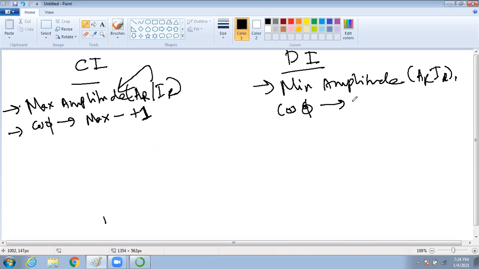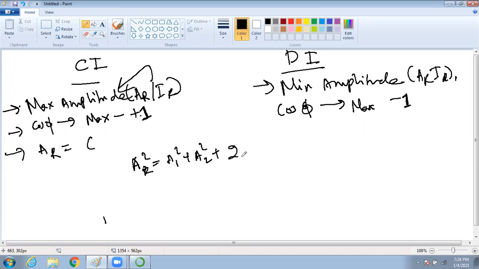So here what is the maximum? It is -1. Remember cos phi. Here what is the AR? We can write AR as what? Now what is the formula? Your formula was AR square equal to A1 square plus A2 square plus 2 into A1 into A2 into cos phi. Now tell me, when cos phi is 1, this becomes 1, yes or no?